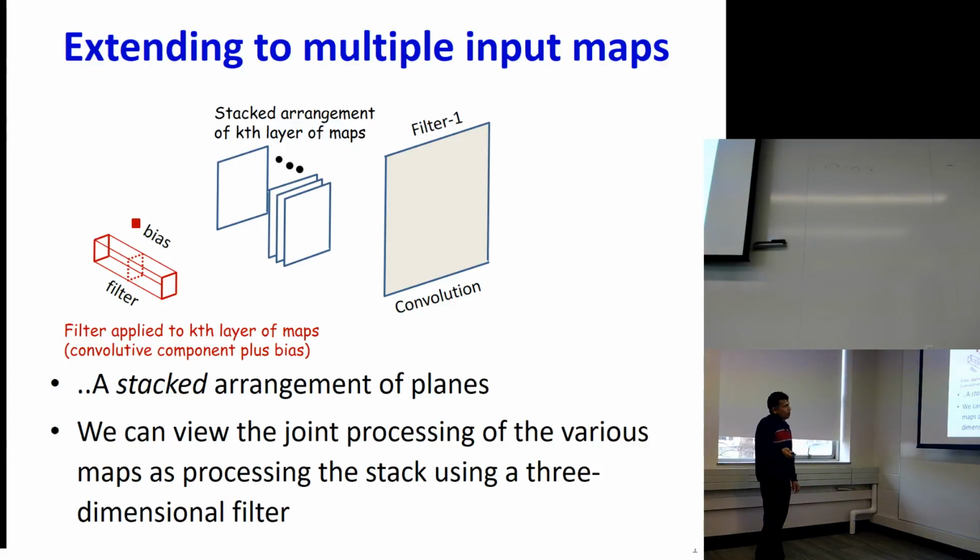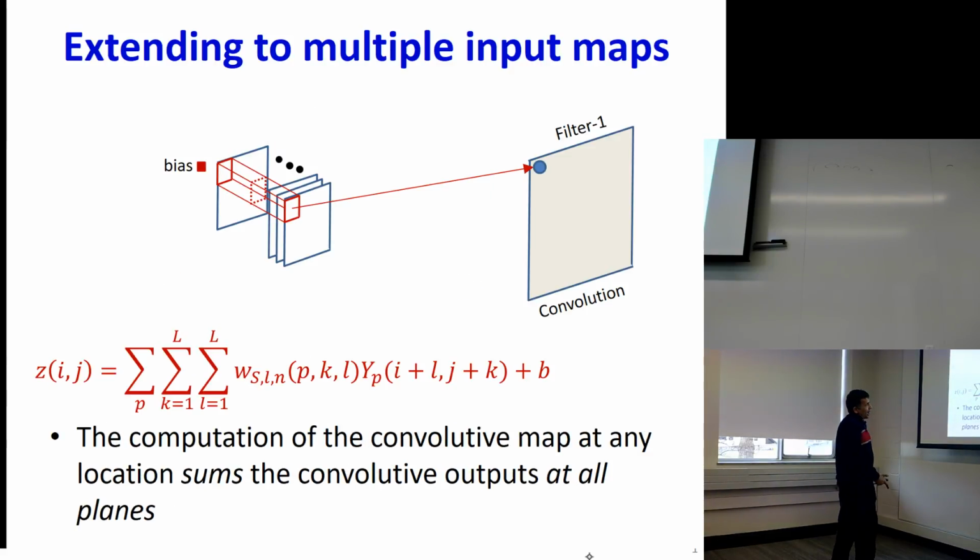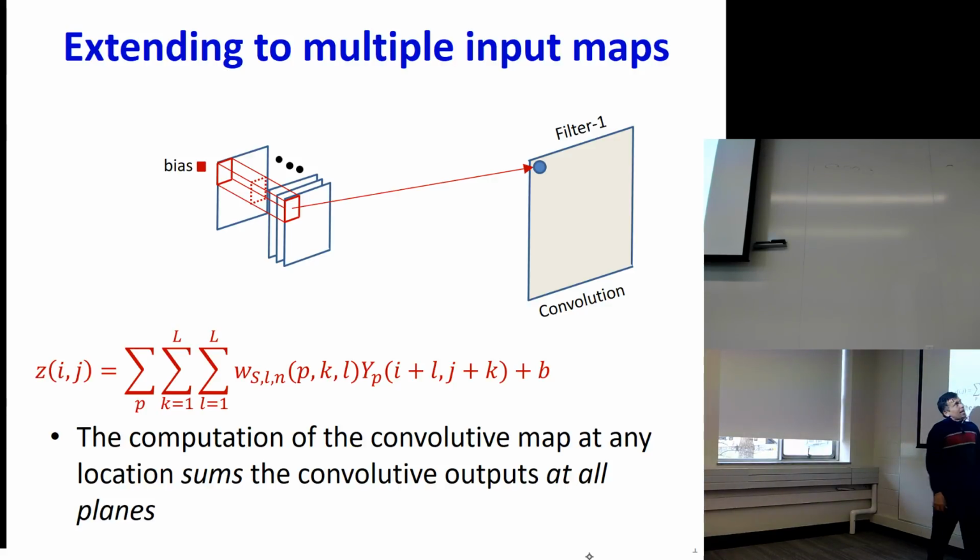And so we can look at the joint processing of the various maps as processing the stack using this 3-dimensional filter as follows. First, you stick the filter in the top left corner, and you perform the same component by component multiplication and addition, and then finally add in the bias to get one value in the resulting map.